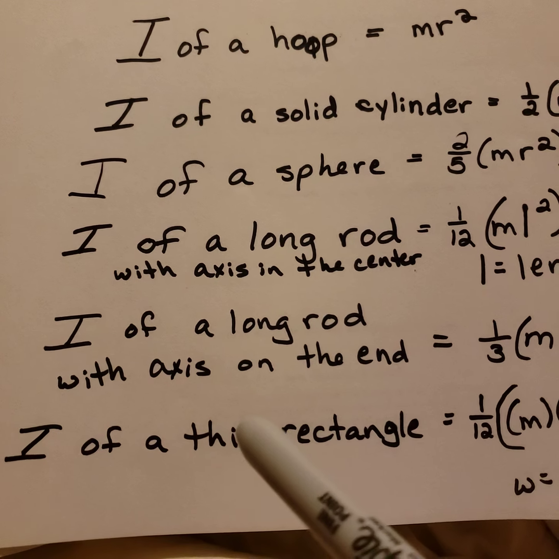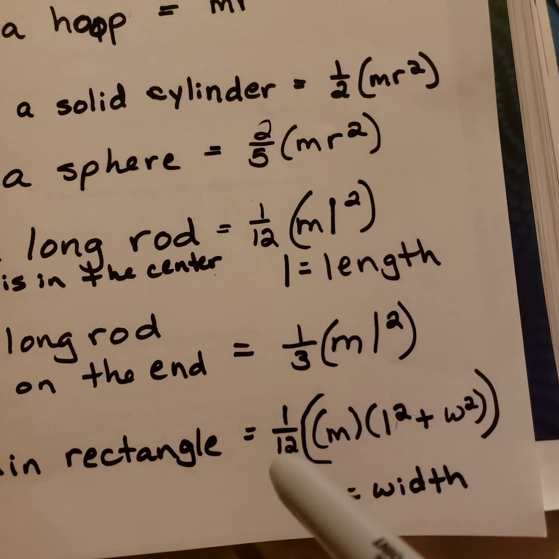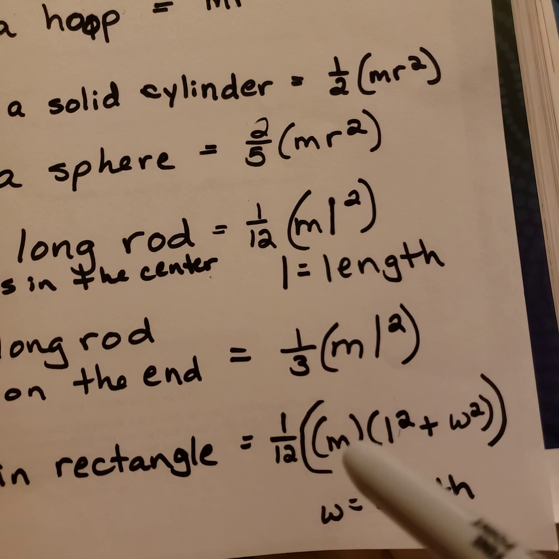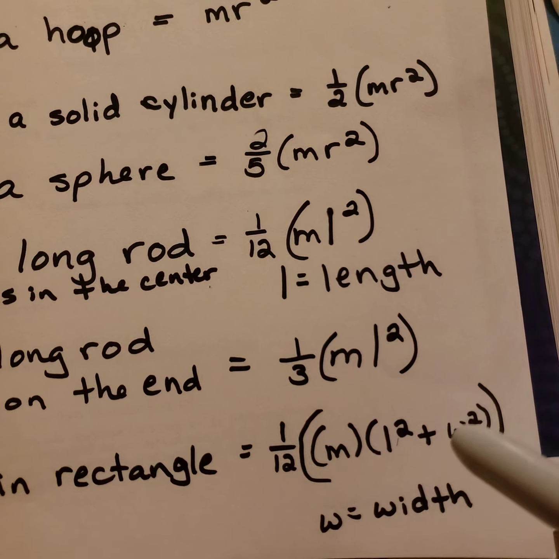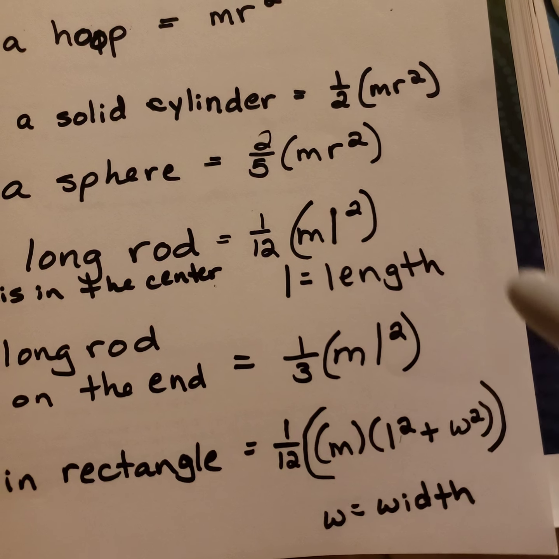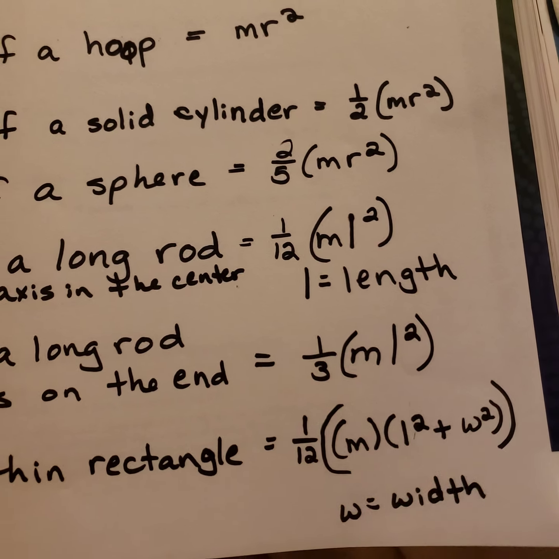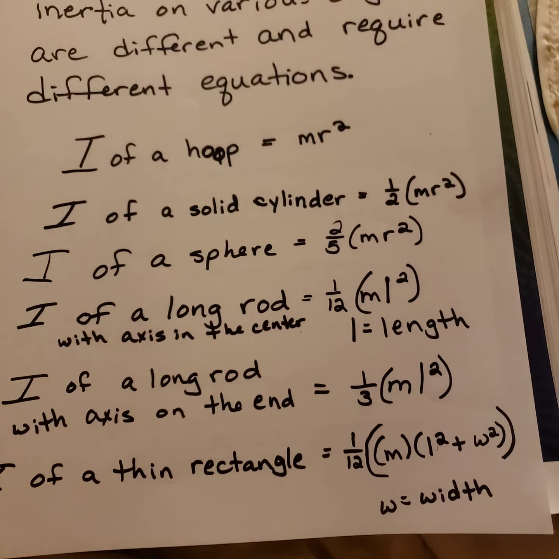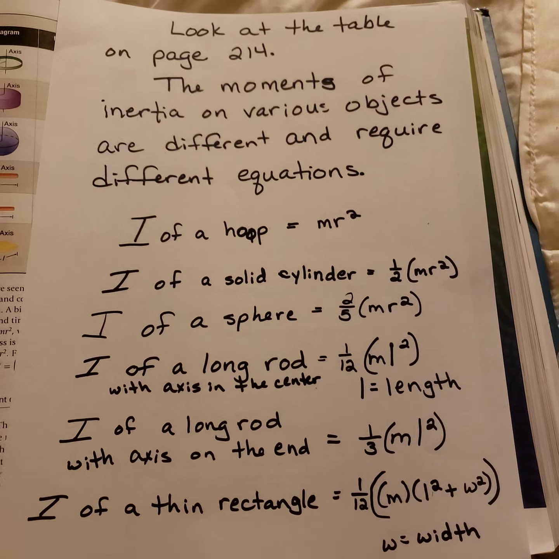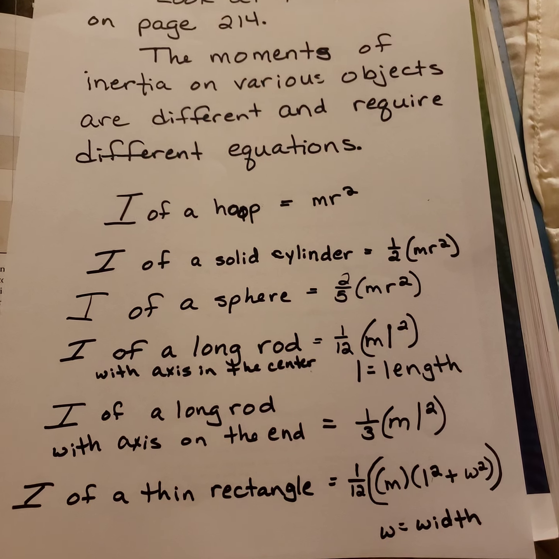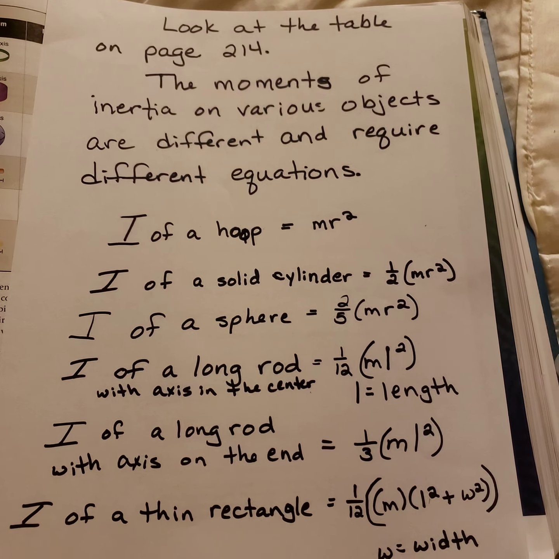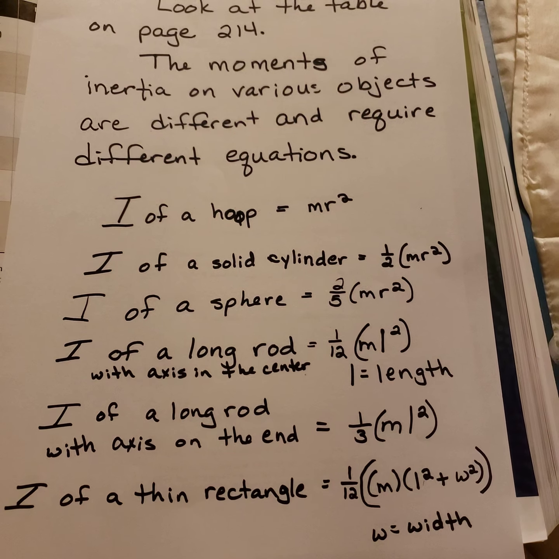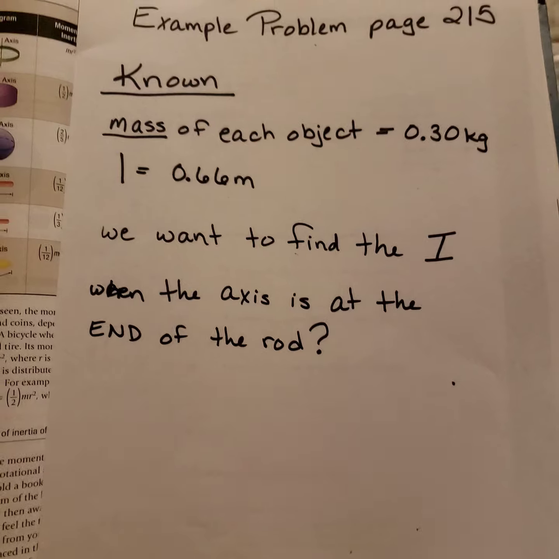And if we have a thin rectangle, it's 1/12 times mass times L squared plus W squared, where W is width. Okay, lots to remember. The good news is you never have to memorize these. I just wanted to go over the fact that depending on an object's shape, we use different equations.